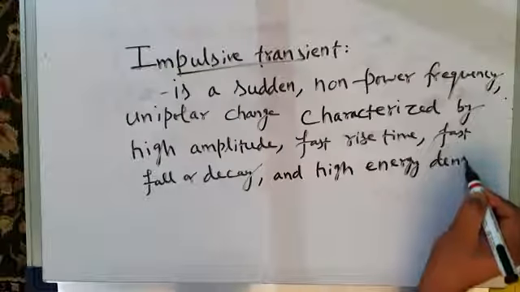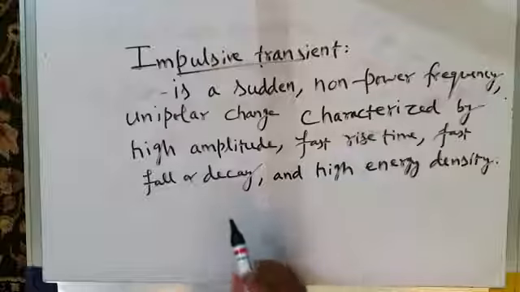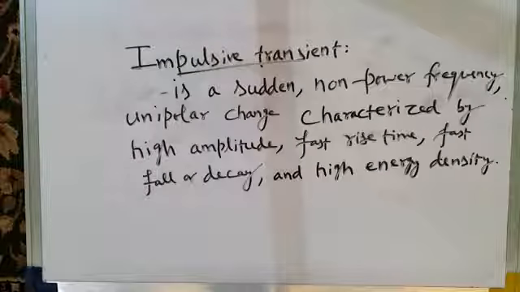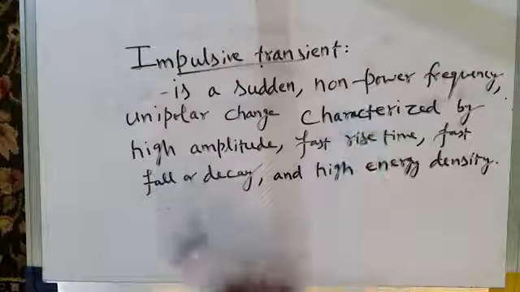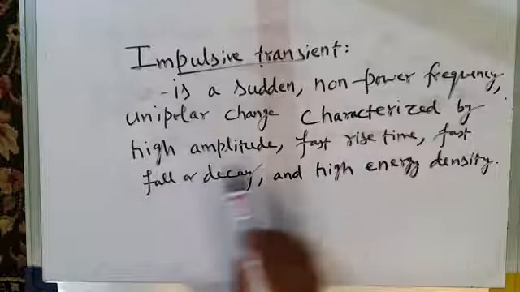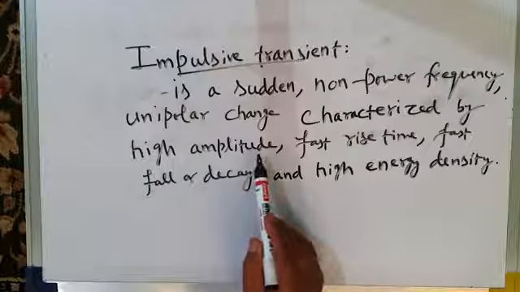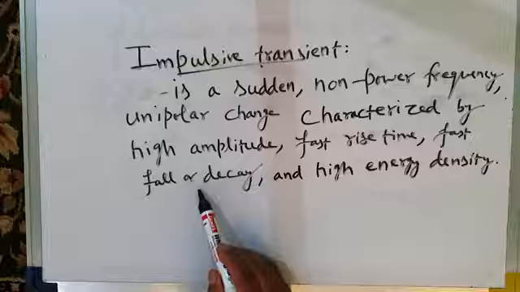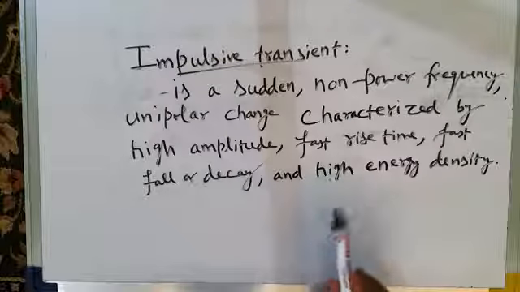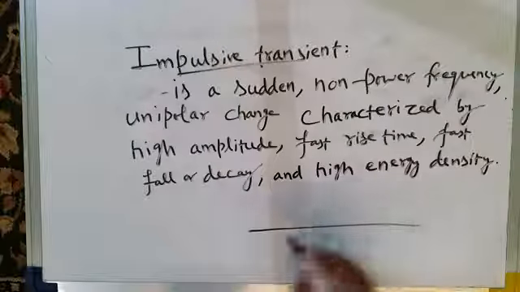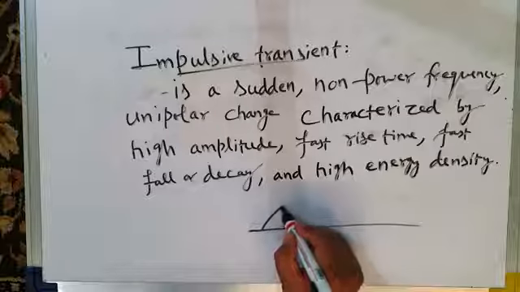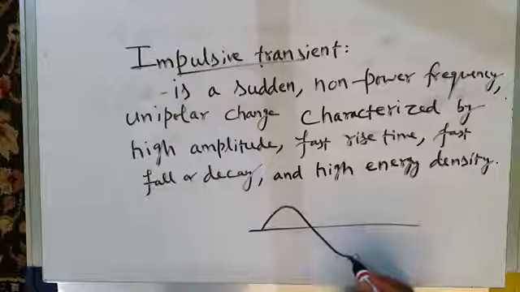So please try to understand what an impulsive transient is. It's a sudden change and a unipolar non-power frequency change, and it is characterized by high amplitude, fast rise, fast decay, and high energy density. An example of an impulsive transient may be like this.